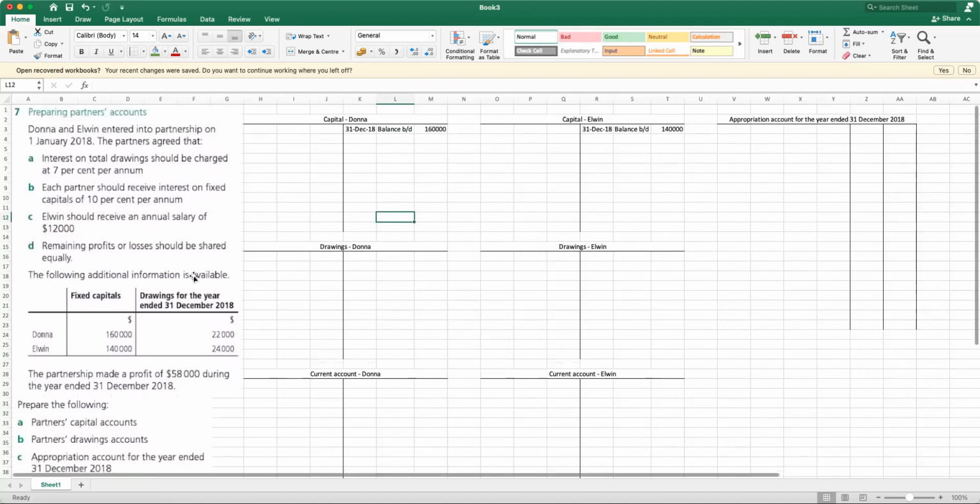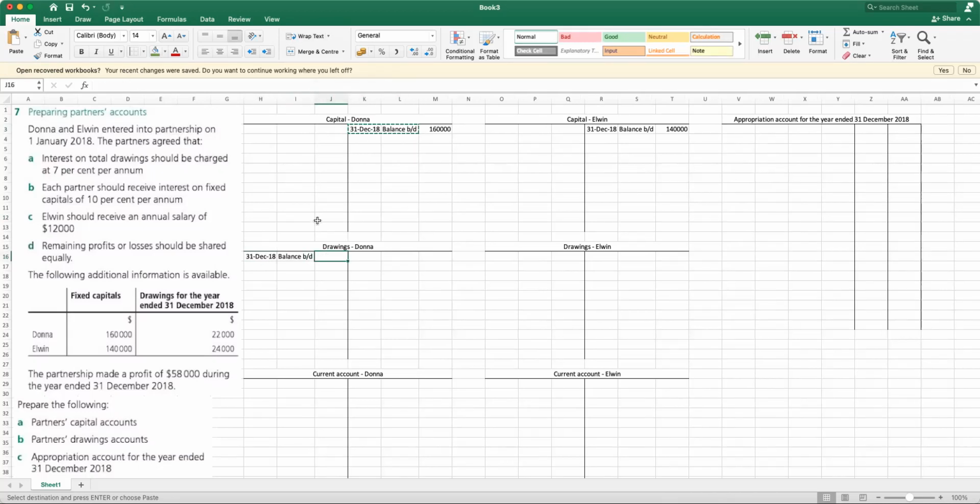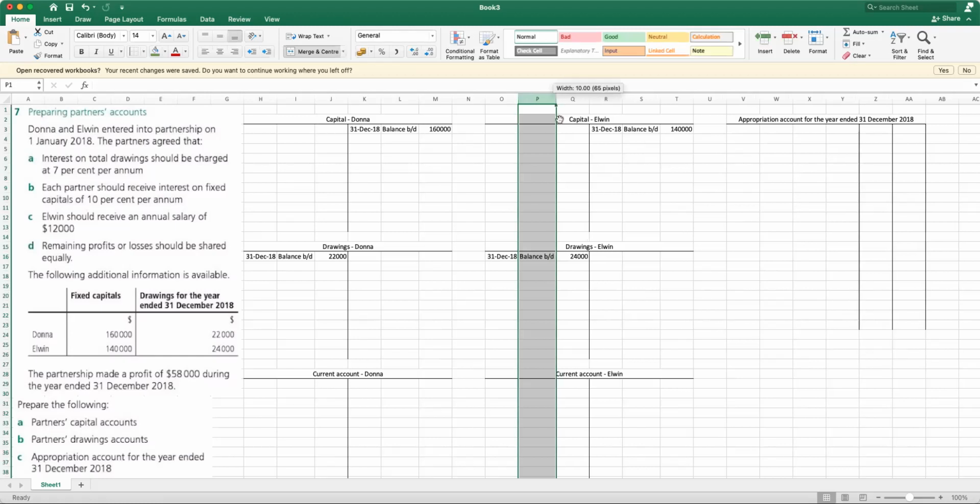On this drawings account, let's look at what we can draw here. It says interest on total drawings. This one doesn't include inside your drawings account. All we need to do is just put in the balance on 31st December 2018. I can just copy this in. And then there will be an amount of 22,000 for Donna. And then drawings for Alvin will be 24,000. And that's it. There's nothing else that you need to do here.